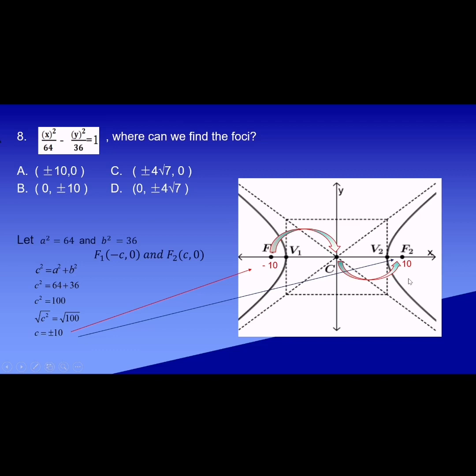So let's look at our choices. The answer is A, positive and negative 10 and 0.